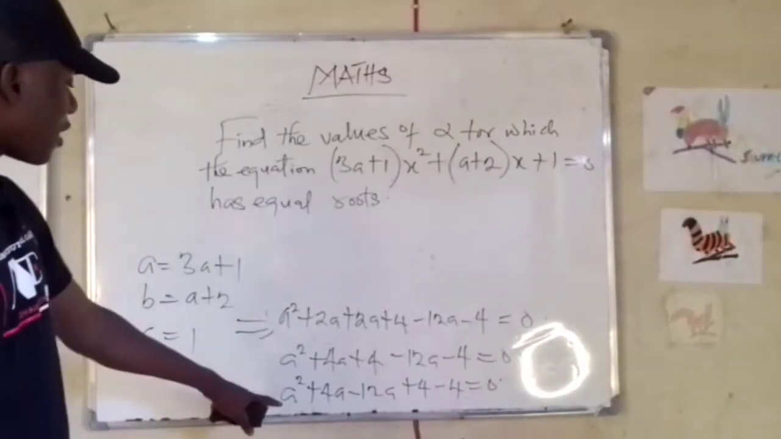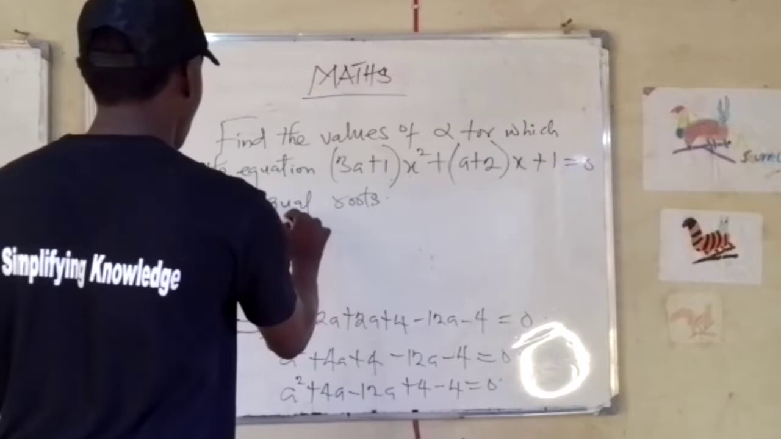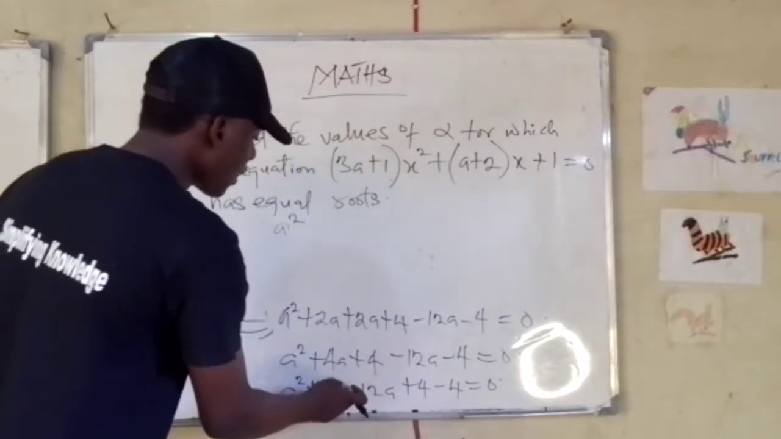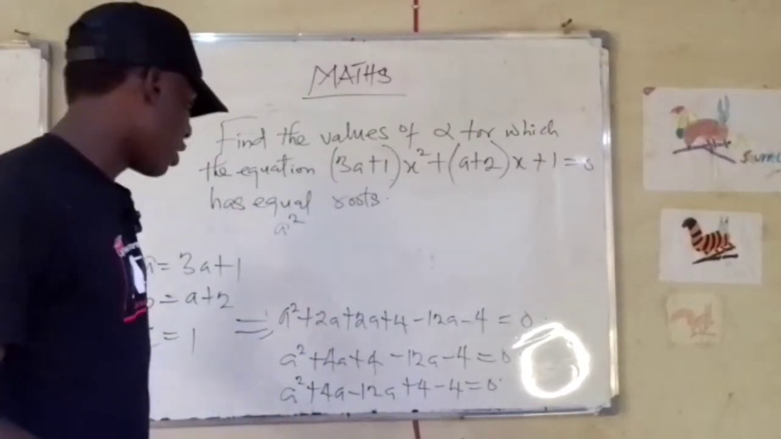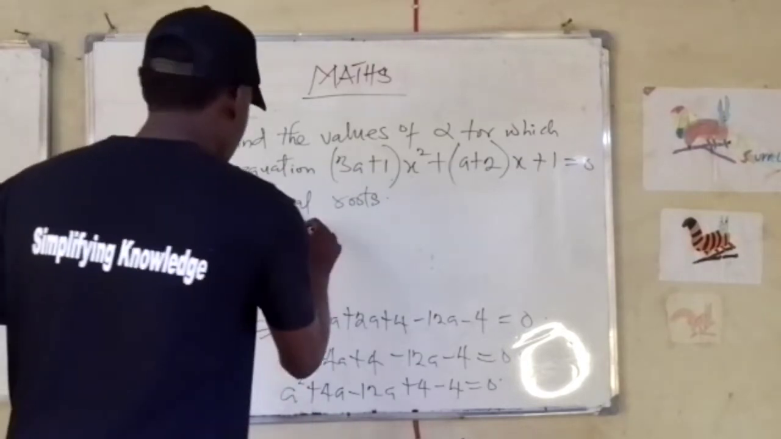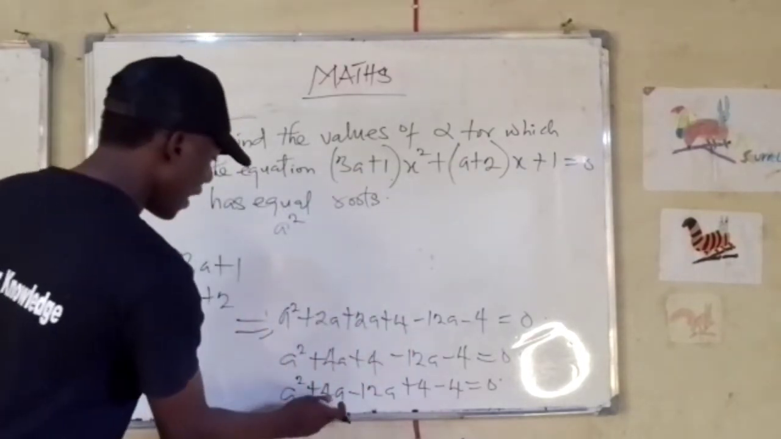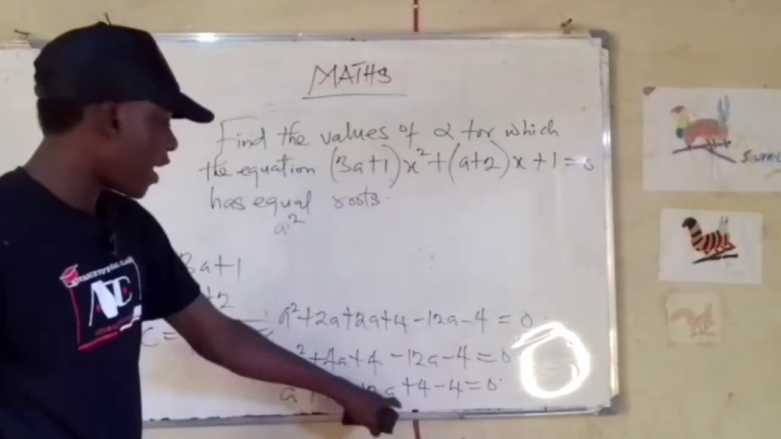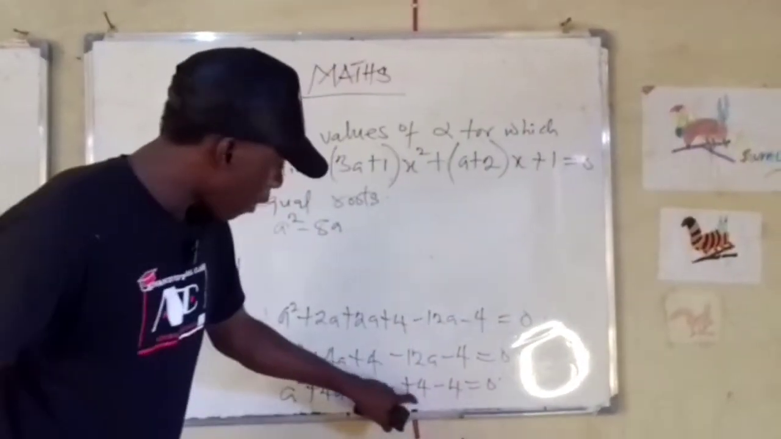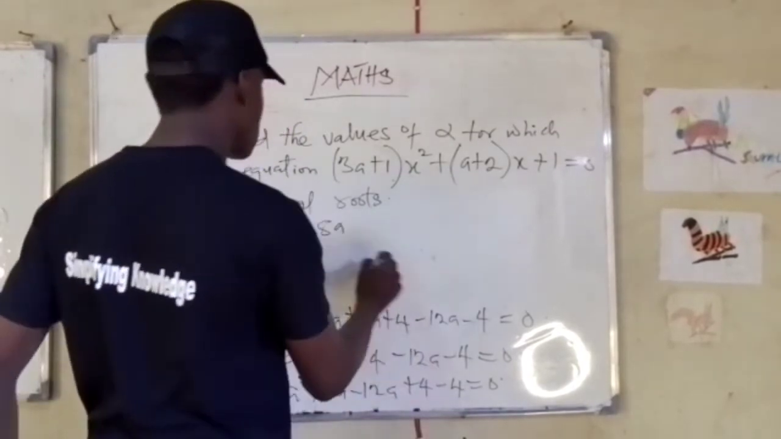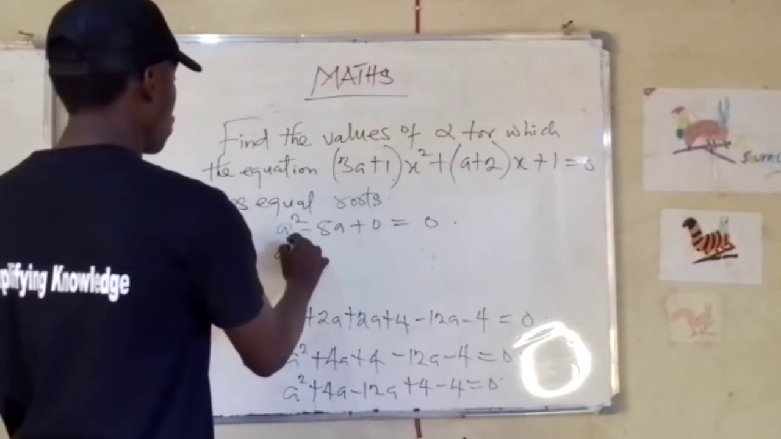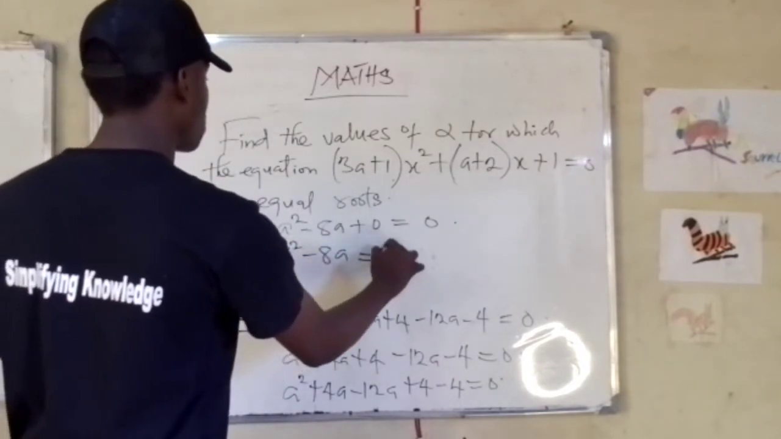If I solve this further, this is a squared. Now, 4a minus 12a is going to give us minus 8a, because this is 4 minus 12. Plus, 4 minus 4 is 0, so that's out. So this is going to be plus 0 equals 0. So this is a squared minus 8a equals 0.